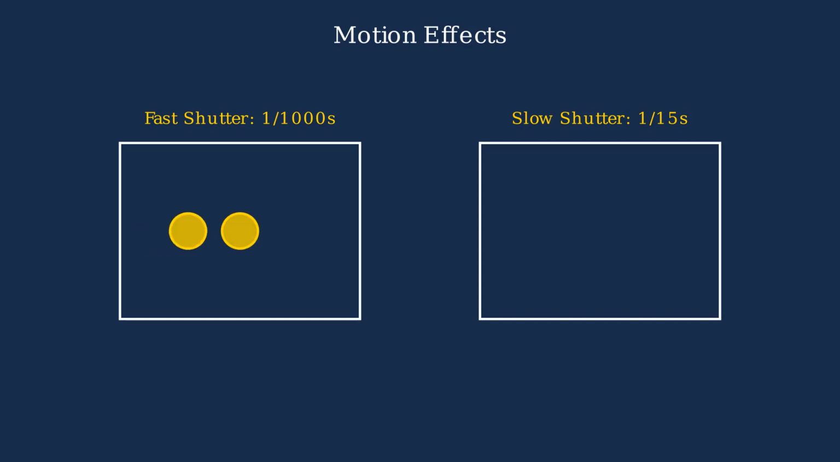Fast shutter speeds, like 1,000th of a second, freeze action. The subject appears sharp and crisp with no motion blur. Slow shutter speeds, like 1/15th of a second, create motion blur. Moving subjects appear streaked or blurred across the frame.